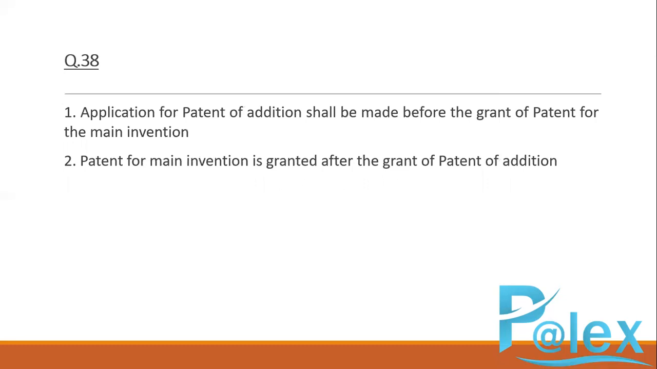Question 38. Application for patent of addition shall be made before grant of patent for the main invention. Patent of main invention is granted after the grant of patent of addition. Both the statements are false. Patent of addition can be made anytime during the term of a main invention, first thing, and when the main invention gets granted, only then can your second patent, that is patent of addition, get granted.